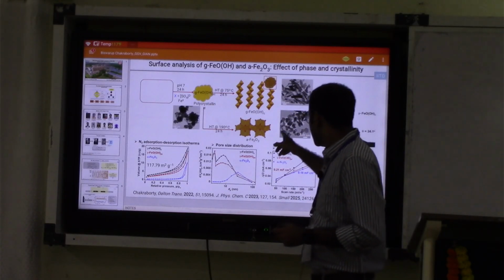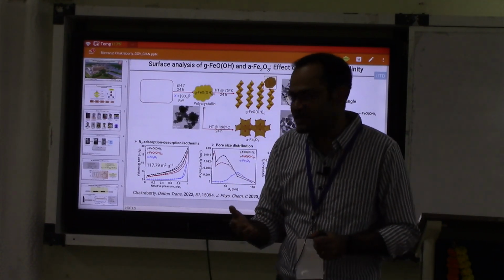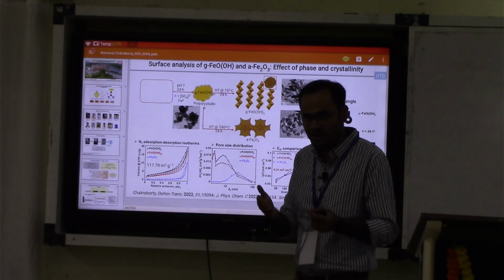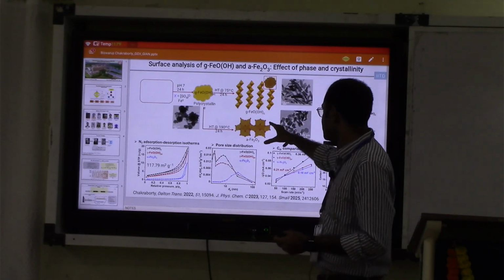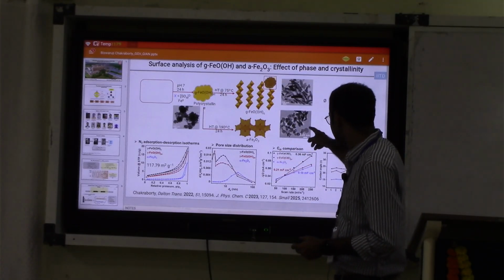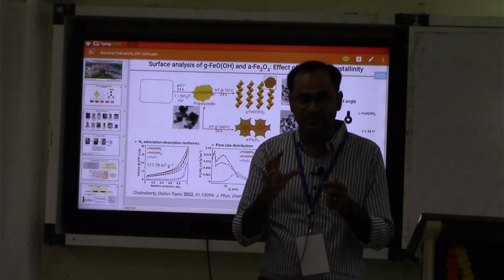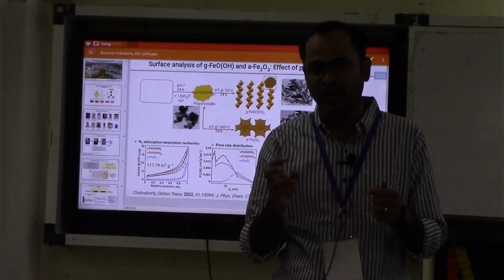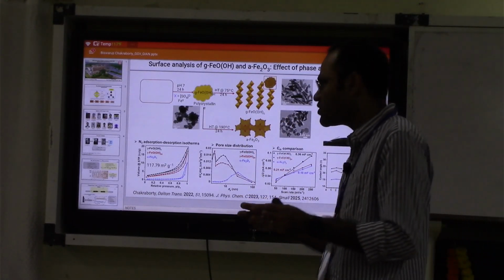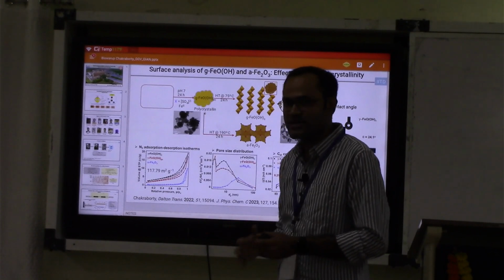And on the other end, if you heat them to a slightly higher temperature like 190 degrees Celsius, the phase completely changes to alpha Fe2O3, that is actually hematite, and the shape of this material is also like a flake kind of structure with a dimension of 100 nanometers. So in this way we can make nanoparticles of iron oxide in 3 different forms. The first one is the polycrystalline gamma FeOOH.